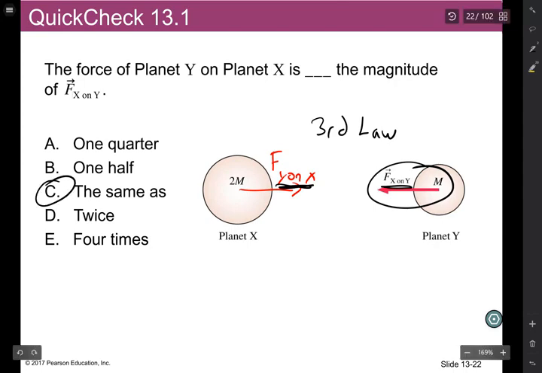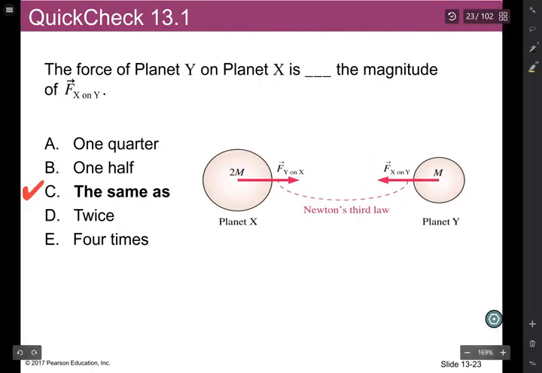the same, right? Yes, planet X is more massive than planet Y, but the mass contributes to the interaction between the two. The fact that planet X has more mass doesn't mean that planet Y feels a bigger force, right? The interaction is bigger between both of them equally from the third law, right? So same as.